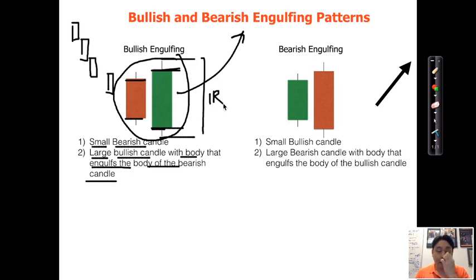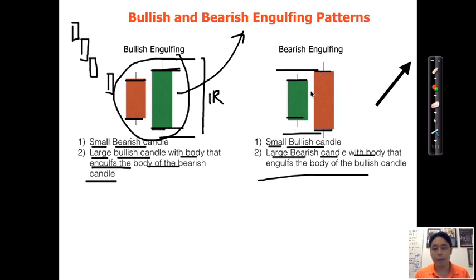The bearish engulfing pattern is the opposite. It consists of a small bullish candle, which is then engulfed by a large bearish candle. Again, you've got a small candle body, and the bearish candle is engulfing it, bigger than that. In other words, it is contained within this entire candle.